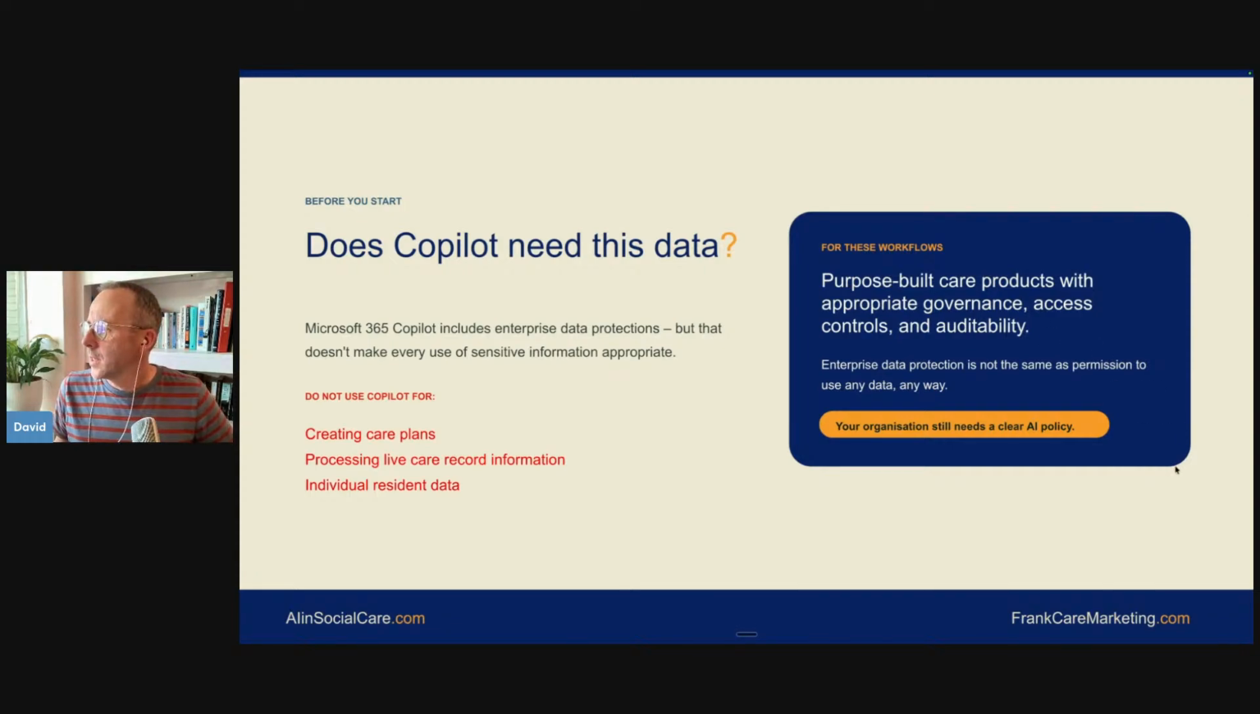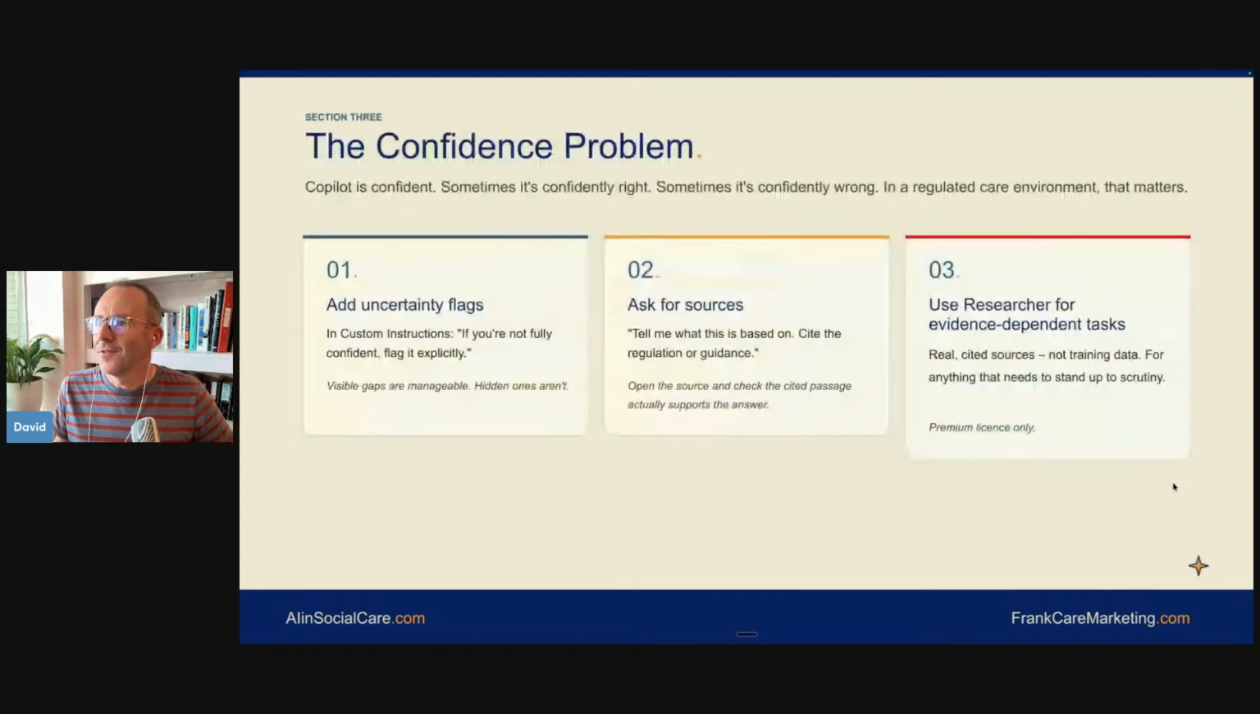Okay, that's your safety briefing done with. But on that same safety theme, this is something that can catch people out a lot. Copilot is, like all AIs, very confident. Sometimes it's confidently right, and sometimes it's confidently wrong. And the problem is, of course, you don't know which is which.